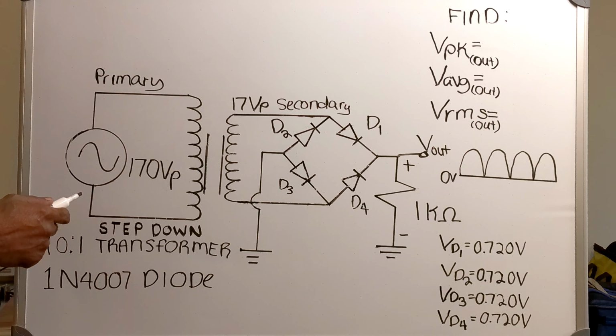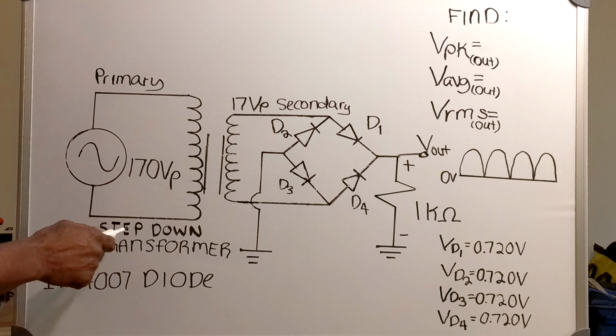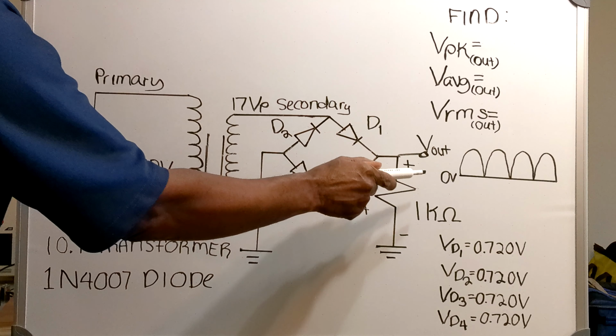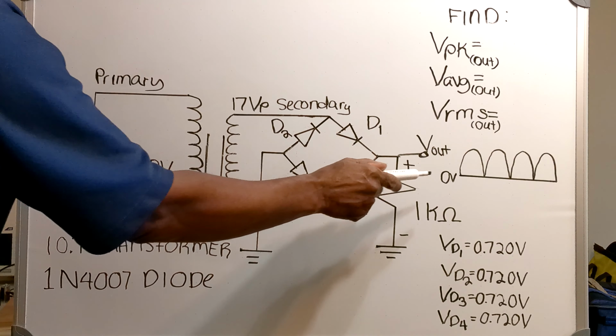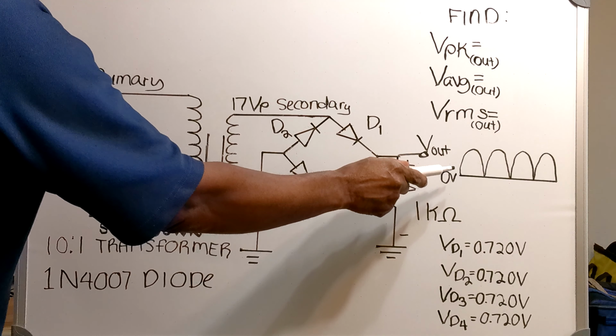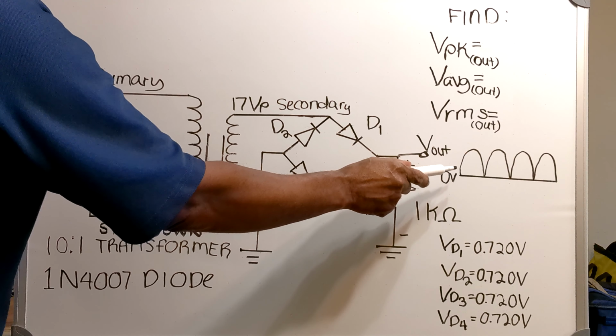In this video, I will be inputting a 170 volt peak sinusoidal signal into this 10-to-1 step-down transformer. On the output side, I will be getting a full wave rectification.